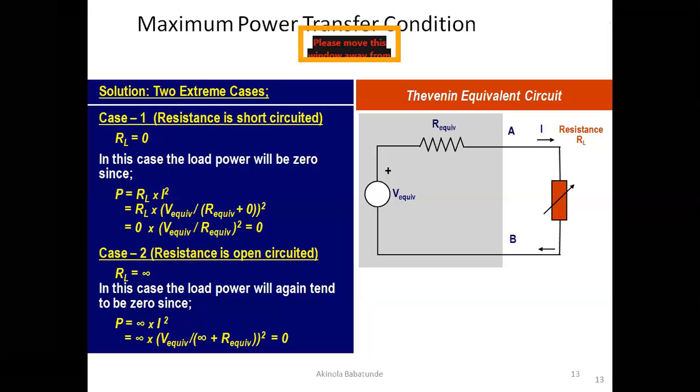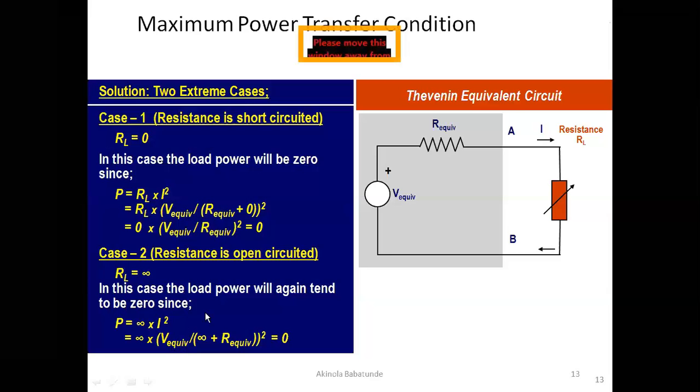The second case is when we have a very large load resistance. In that case, we can represent the load resistance with infinity. It is infinitely large. At the end of the day, the power would again be equal to 0, and this is how that happens. We can say P is equal to RL I squared, where RL is equal to infinity. So infinity multiplied by the square of V equivalent divided by infinity plus R equivalent. Infinity plus R equivalent would certainly still be infinity.